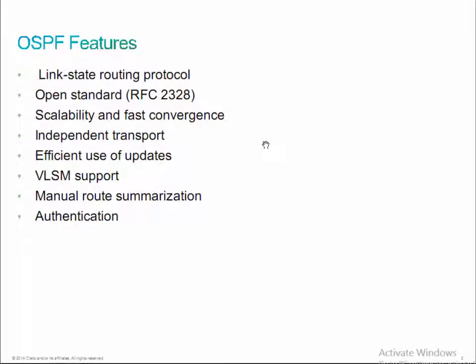OSPF uses two different multicast addresses to disseminate information, 224.0.0.5, which is the multicast address that's reserved for all OSPF routers, and then 224.0.0.6, which is the OSPF multicast address that's reserved specifically for talking to what we call designated routers or backup designated routers. We don't understand necessarily what those routers do within the concept of OSPF, but we'll certainly get there and we'll talk about all of those concepts a little bit later on.